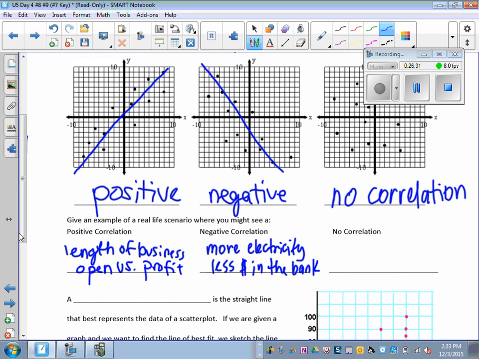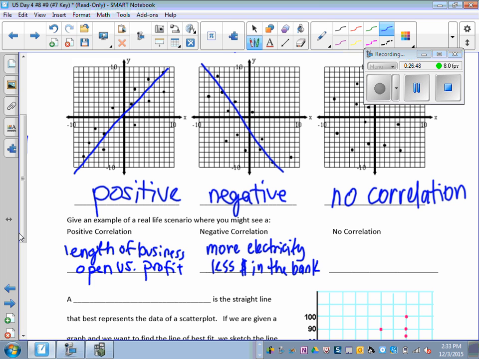Jordy, how about that? The more lemonade you sell, the less ice cream you have. Right, lemonade versus how much ice cream you have in your freezer. Probably doesn't impact each other. All right, so that would be no correlation.